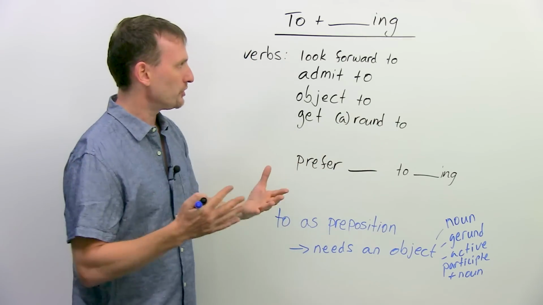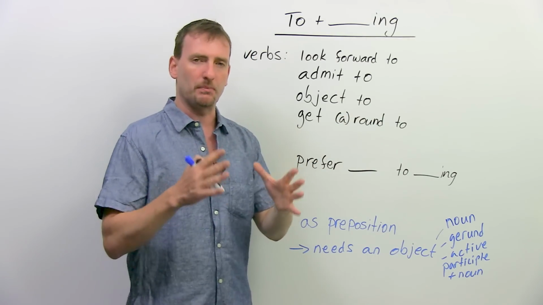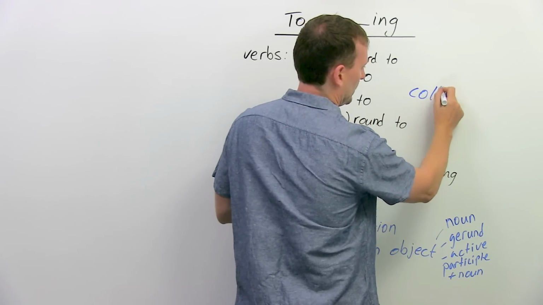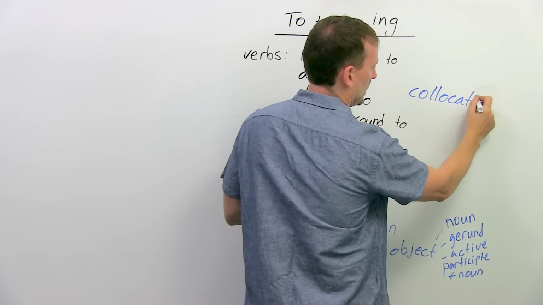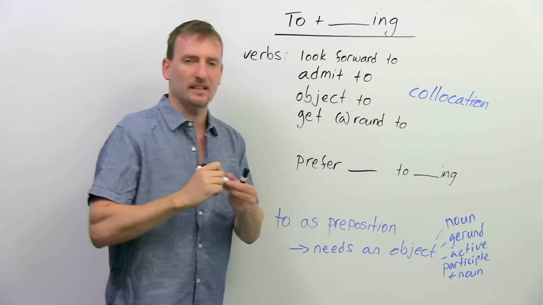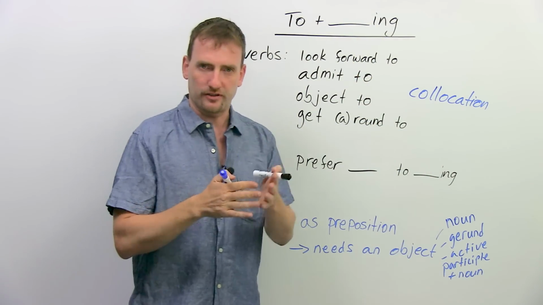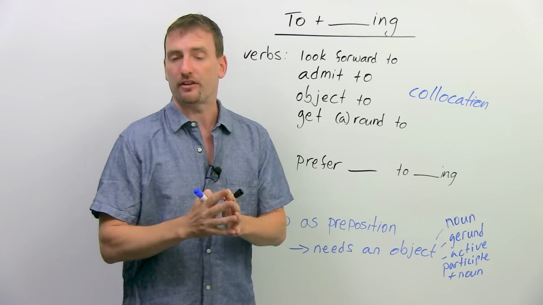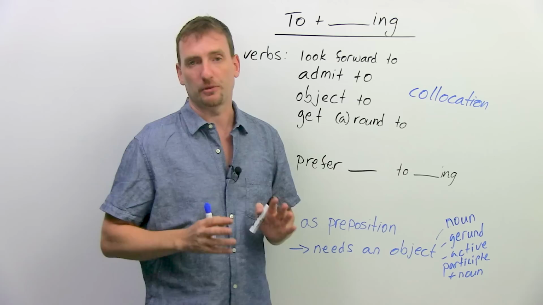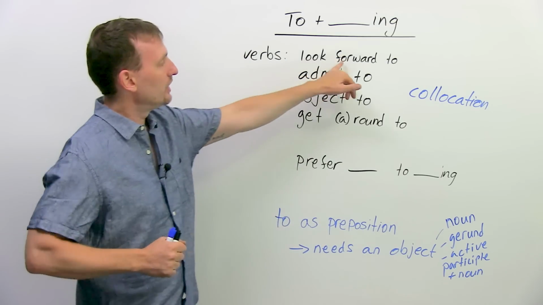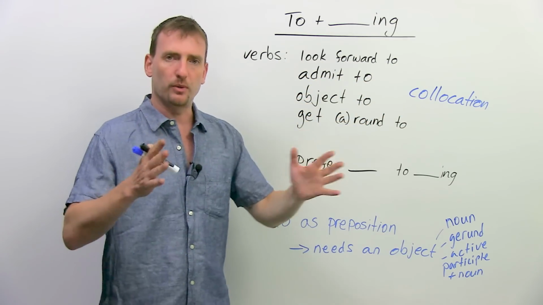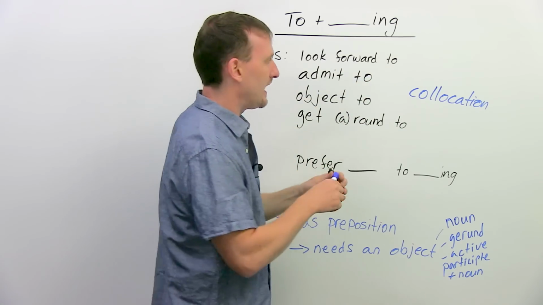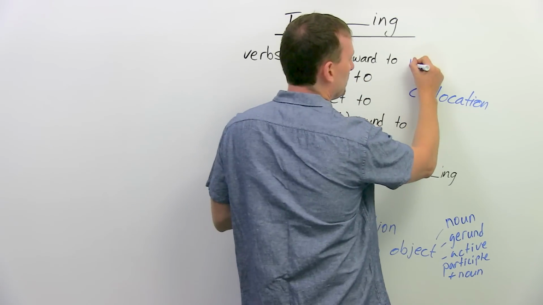But there are also some things you have to remember. You have to keep in mind that there are certain collocations. A collocation is basically a set of words, a pair or three or four words that just generally go together to have a particular meaning, right? So for example, look forward to. These three words generally go together and they're going to be followed by an -ing. I look forward to meeting you.